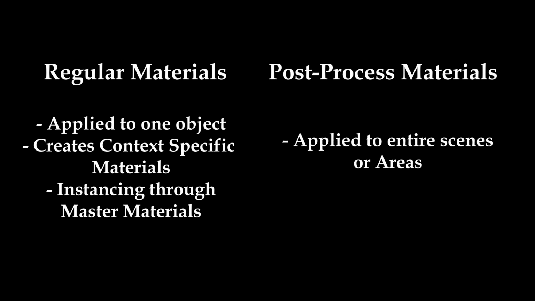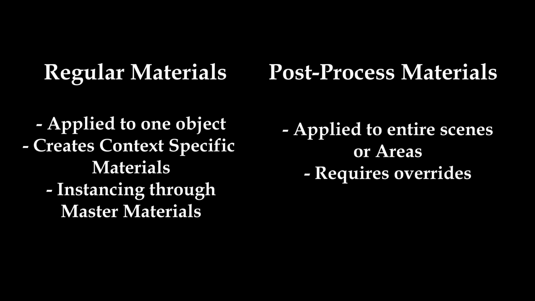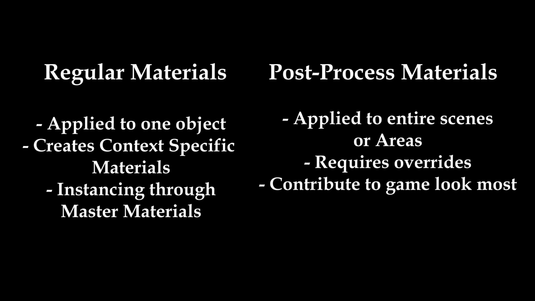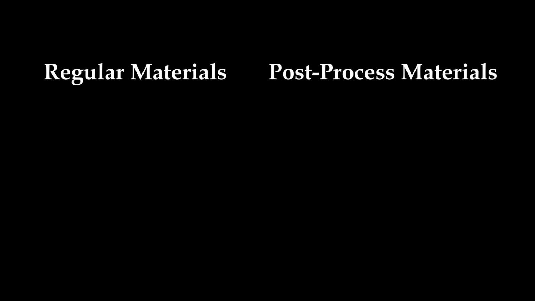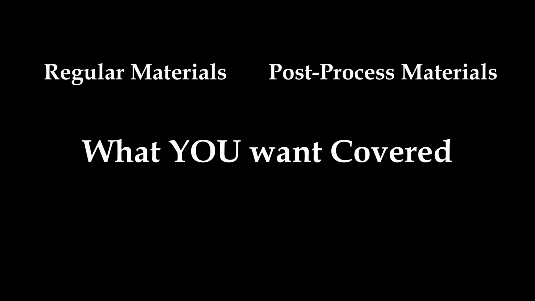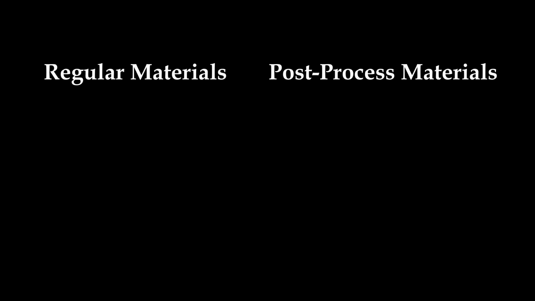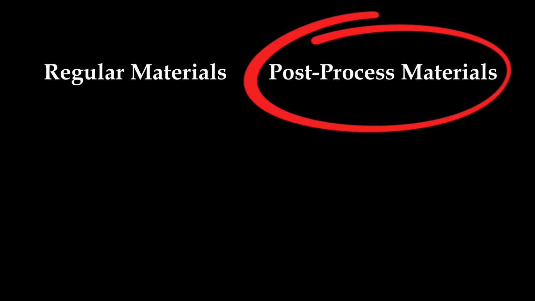They are applied to the entire scene, often requiring an override for objects that don't need to be affected by the post-processing. These materials generally contribute to the style the most, as they affect everything in the scene unless explicitly told not to. In essence, the difference boils down to what you want to be covered. If you only need to put one material on an object, use a master material. If you want to shade an entire scene with a specific effect, use a post-process.